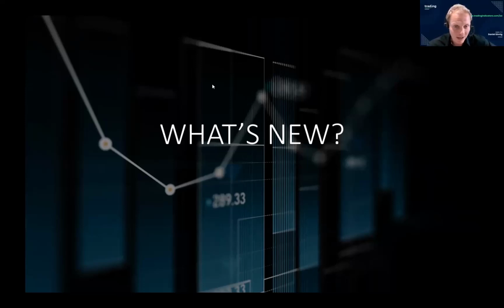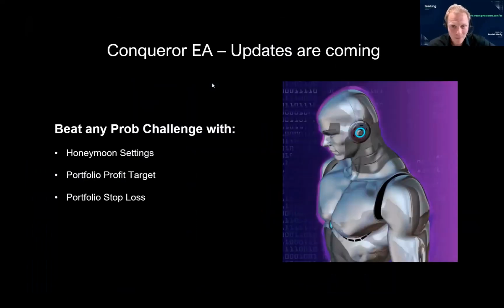But we've also been producing new stuff. So for example, we are currently working on new updates surrounding our Conqueror EA, both for MT4 and MT5. If you are not familiar with the Conqueror, it's a robot designed to beat prop trading challenges, and it's off to a really good start. So we released it to about 20 users so far. We've gotten so much amazing feedback about this EA, what could be added and where it's going well, where perhaps it can still be improved.